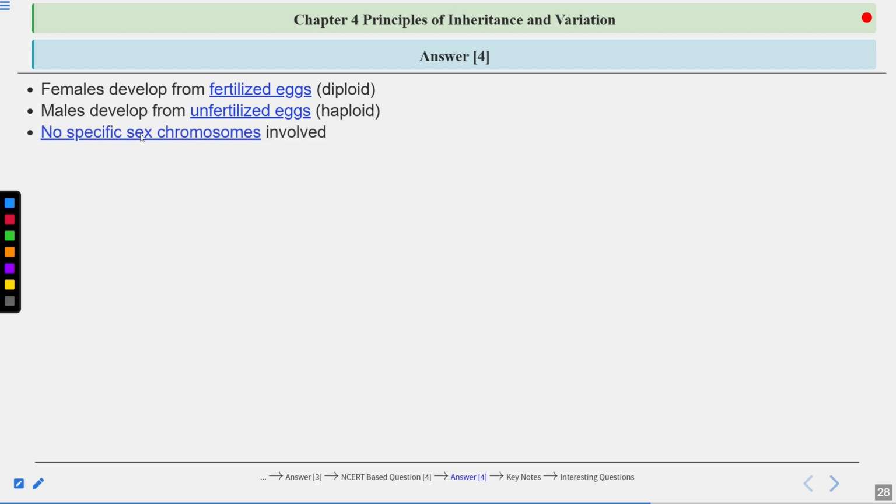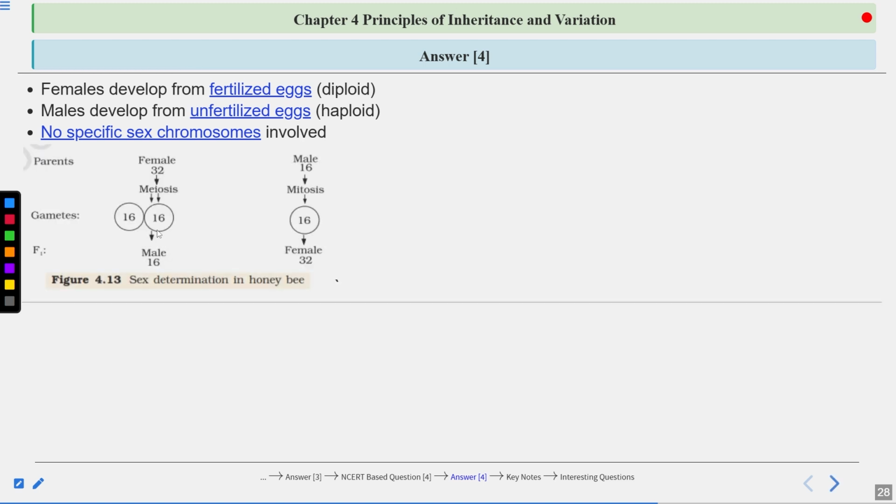Okay. Now no specific sex chromosomes are involved here. So you can see here, this is a feature of the haplodiploid system. Here no specific sex chromosome, X chromosome or Y chromosome or Z or W chromosome, nothing is involved. Here the sex is determined by the number of sets of chromosomes. How many sets of chromosomes are present? One set of chromosomes, two sets of chromosomes. So this is the sex determination in honeybee.